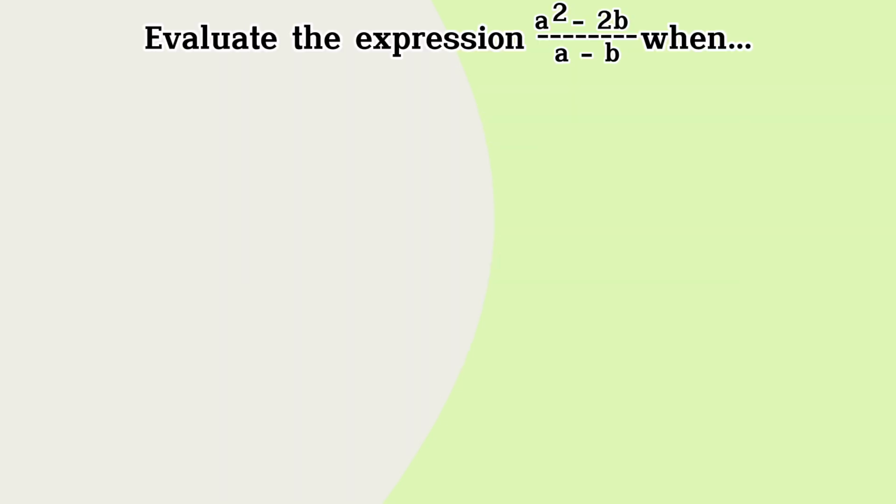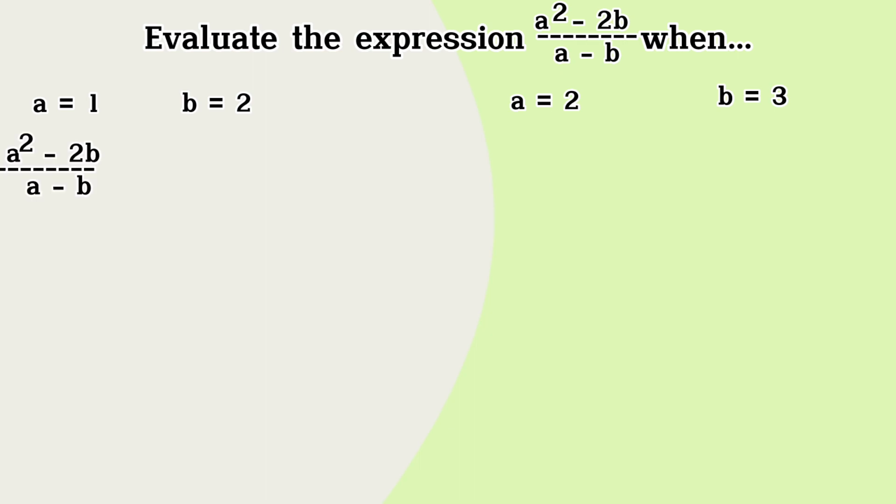Next, we have another example. Evaluate the expression a squared minus 2b all over a minus b when a is equal to 1, b is equal to 2, and another, a is equal to 2 and b is equal to 3. So, paano naman kaya natin ito makukuha kapag dalawa na yung variables natin? Pero, nakikita nyo din naman na dalawa din yung naka-assign na values para sa ating variables.